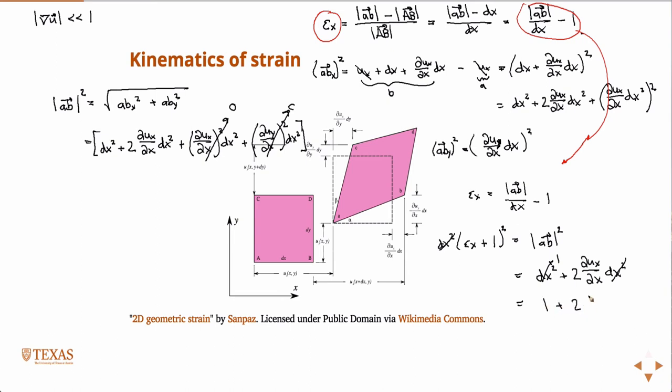Right, that makes this 1. So I have 1 plus 2. Then I'm going to expand the squared term, so go ahead and write out the terms there. That would give me epsilon x squared plus 2 epsilon x plus 1. Okay. And again, because we have small deformations, we're going to assume that's negligible. Right? And so then I have a 1 on both sides of the equation that I can cancel, and a 2 on both sides that I can cancel. And finally, I get this definition.